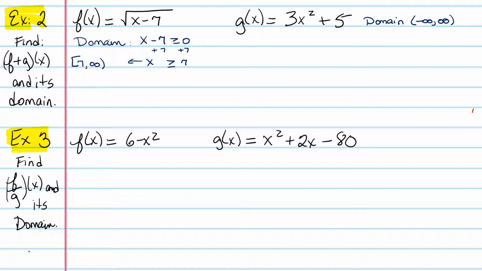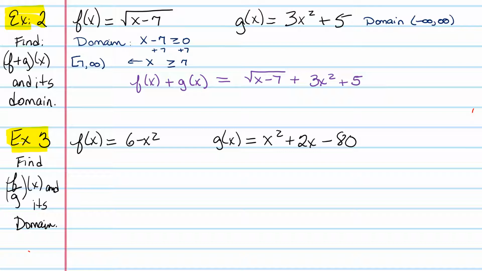Okay, so now we're going to add these two functions. If I add them, well, there's not any algebra I can really do. Let's look at this. F of x plus g of x would just be the square root of x minus 7 plus 3x squared plus 5. And I can't do any of that math. There are no like terms. And so that is the function that is added. That is the new function.